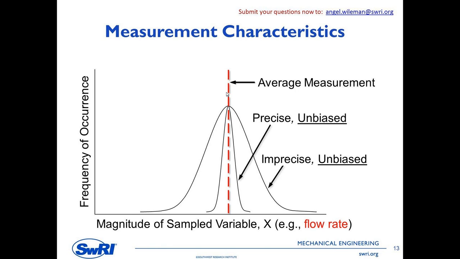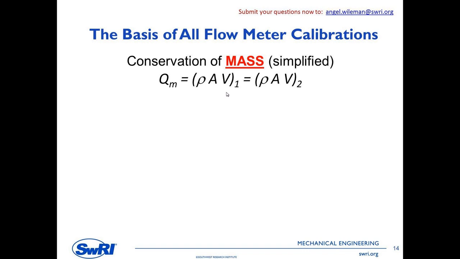So the idea of calibration is essentially to move the measurement of whatever device you're trying to calibrate so that it aligns with the reference standard to make an unbiased measurement. That doesn't mean the measurement's perfect. It just means that it now agrees with your reference standard. Okay, so calibrations, that's what we're here to talk about.